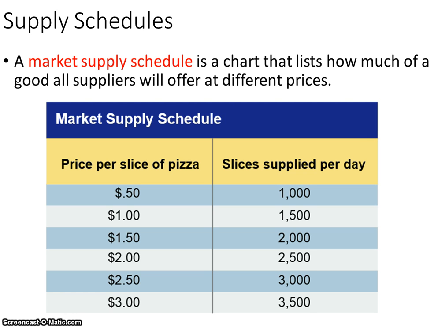At $3, 3,500 slices of pizza per day are now being produced because more people feel it's worthwhile to produce pizza. They're selling at $3 a pop, so you might as well join the market and make some money.